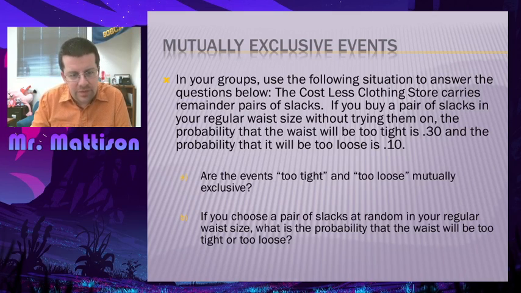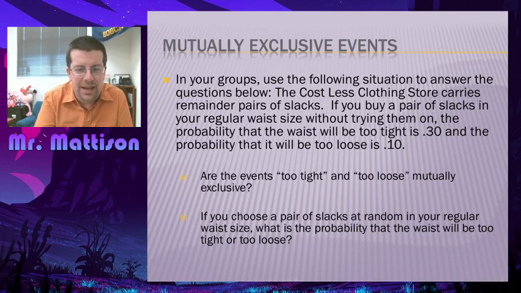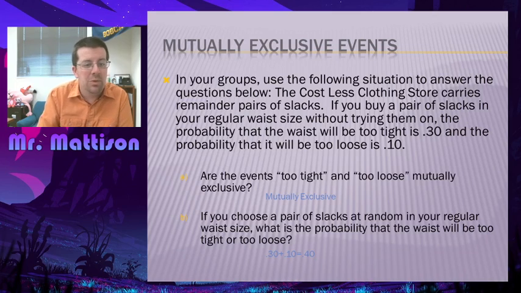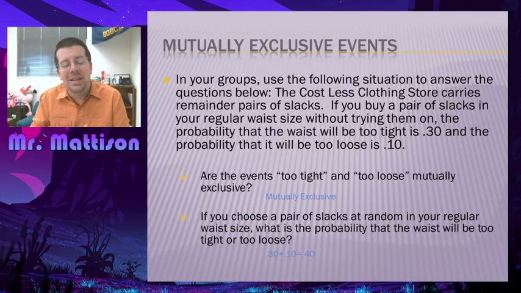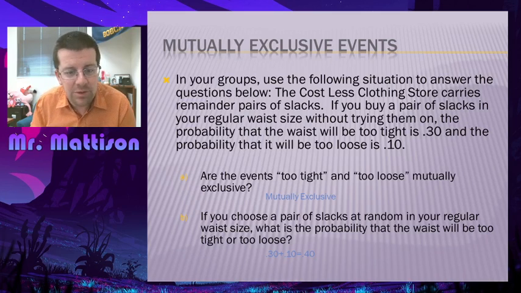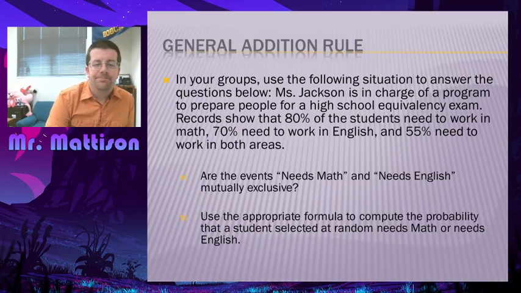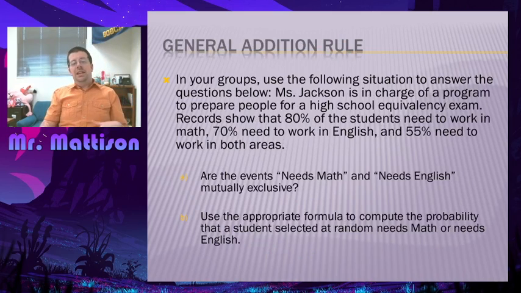So if I want to find the chance of a pair of slacks being either too loose or too tight, I can just add those up. So 0.3 plus 0.1 is equal to 0.4. So there's a 40% chance that the pants won't fit. All right, now let's try this.